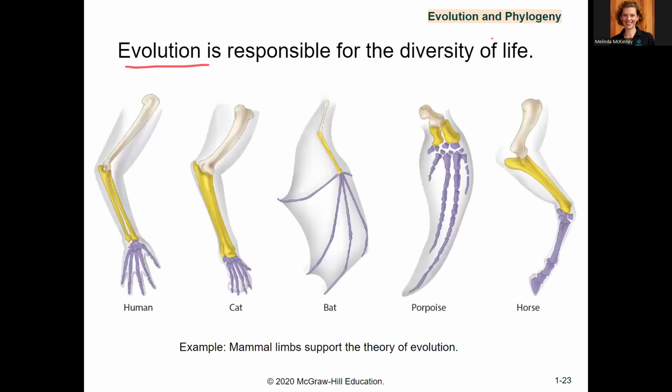Evolution is responsible for the diversity of life. So evolution is often considered to be the most important concept in all of biology. And that's because it provides a framework for understanding the diversity that we see. So the example here, mammal limbs support the theory of evolution. They all have a sort of common structure that has changed to fit the environment of the different organisms. So they've adapted for different uses.